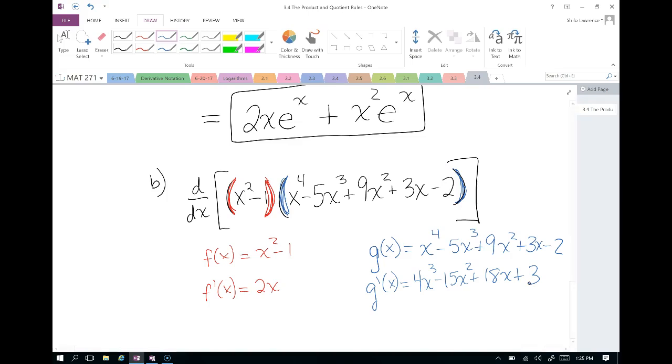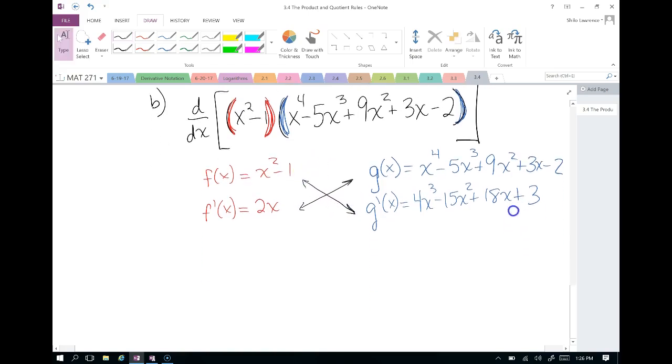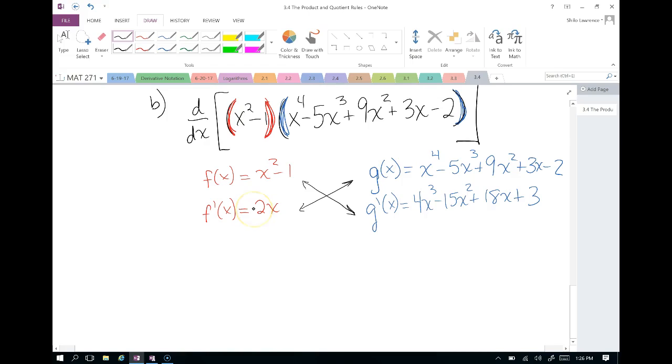So that's all the pieces that we need to do our derivative with product rule. And then we crisscross. And I like to start with f prime in my answer because that's the pattern we're going to see when we do quotient rule. It's just nice to be consistent.